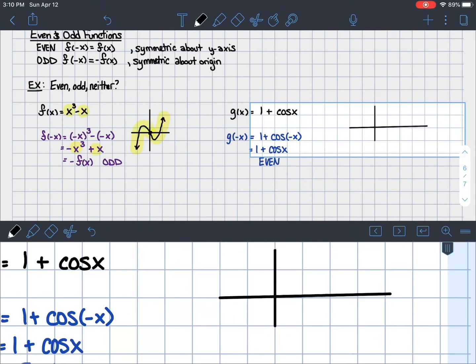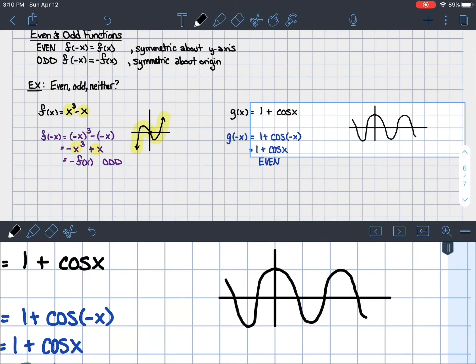that is reflective about the origin. For cosine, when I draw cosine to remind you, I'll use the highlighter to show you that this is even, in other words, symmetric about the y-axis. One piece is perfectly symmetric or can mirror across the y.